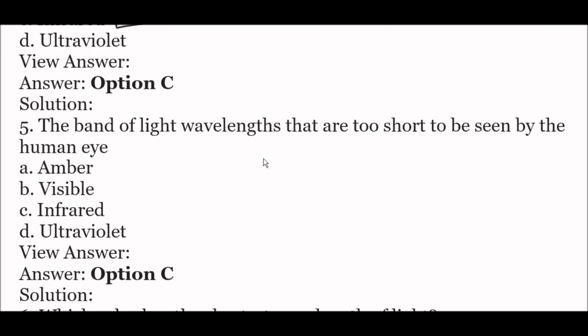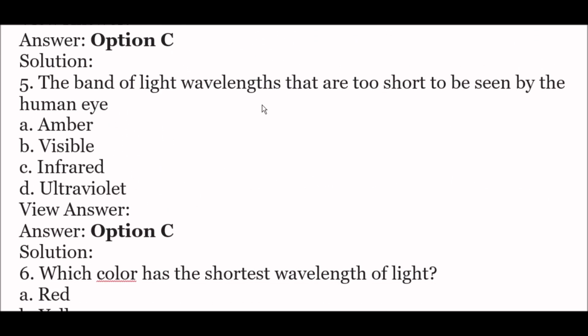Next question. The band of light wavelengths that are too short to be seen by the human eye. Option A, amber. Option B, visible. Option C, infrared. Option D, ultraviolet. Right answer is option C, infrared. The band of light wavelengths that are too short to be seen by the human eye is infrared.